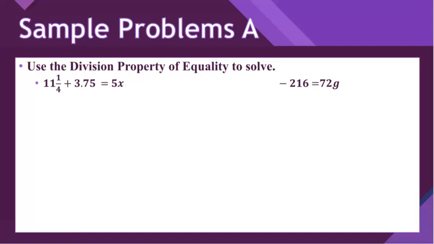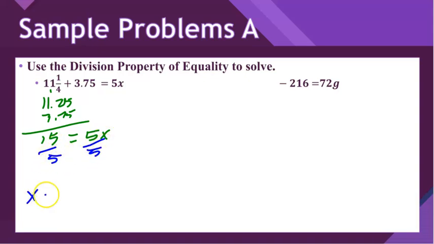So 11 1/4 is 11.25 plus 3.75. This is going to give us 15. And 15 is going to equal 5x. Now I can get x by itself by dividing by 5 on both sides. X is going to equal 3. This one, divide everything by 72. And I have negative 216 divided by 72. And g is going to equal a negative 3.